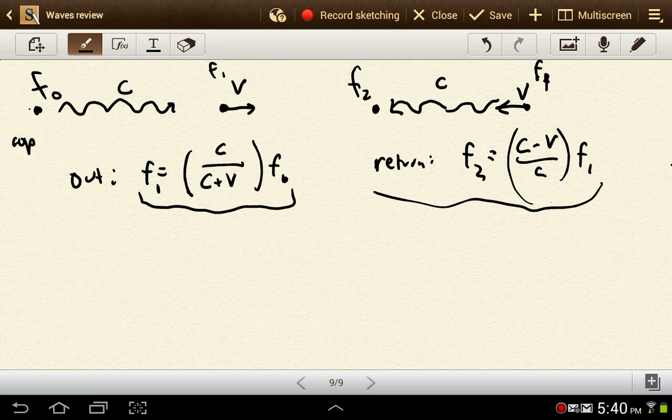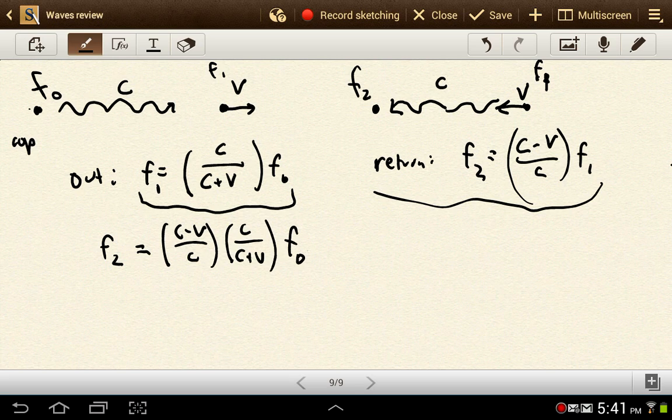Okay, so f2 then is what the cop finally hears, and so I'm just going to plug these two together: f2 equals (c minus v) over c times c over (c plus v) times f0. And then of course these cancel, so what you get is f2 equals (c minus v) over (c plus v) times f0. Okay, now let's see, where do we go from here?